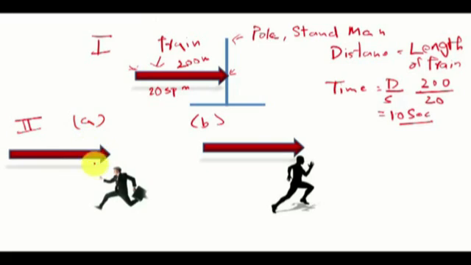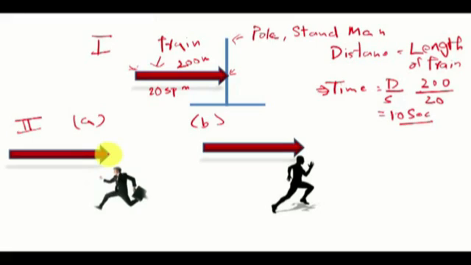If a train is crossing a man running in the opposite direction, how much time will it take to cross the man? The moment time comes, I will go back to the basic formula. Time is equal to distance by speed. Now what is the distance here? The man's length is negligible. Therefore, the distance will be the length of the train.